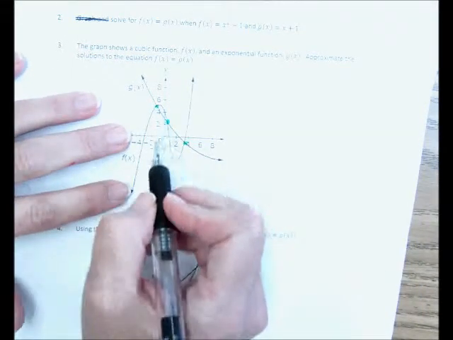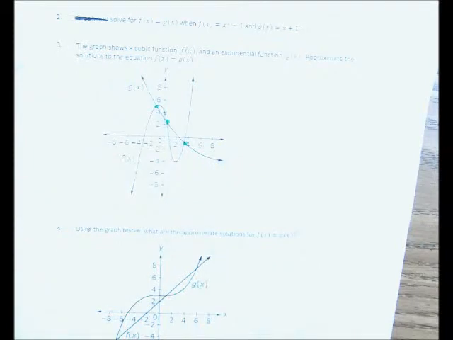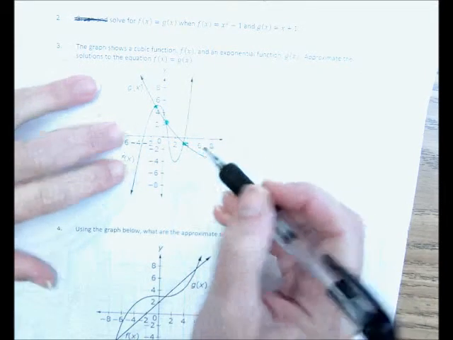Number 3 on our paper we did together as a class, but we'll look at it again, and it says the graph shows the cubic function f of x and the exponential function g of x. Approximate the solutions to the equation f of x is equal to g of x. So basically where these two graphs intersect. And there are 3 points.